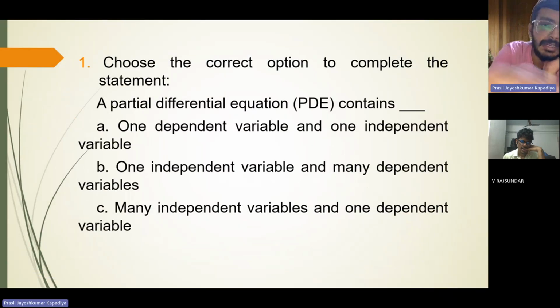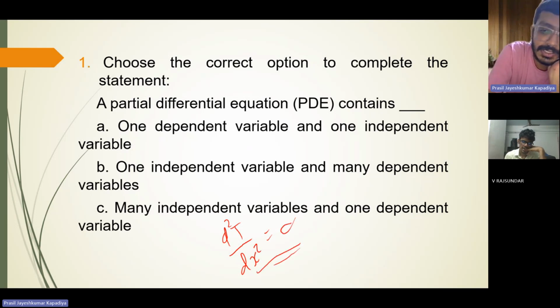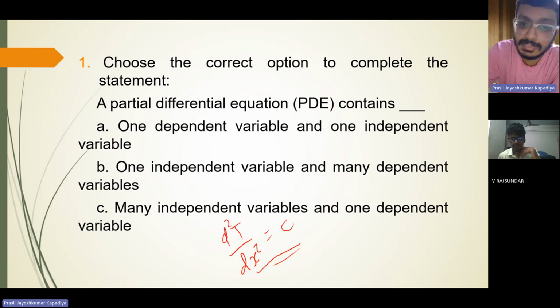Okay. Let's say I'm writing that d square T by dx square is equal to a constant. So what kind of equation is this? Is this an ordinary differential equation or a partial differential equation? It's an ODE. This is an ODE.